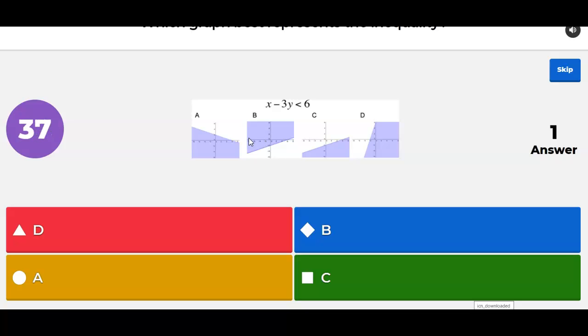So just as a hint, letter B is a solid line. And look at your inequality. Remember what happens when you divide by a negative. It's going to be letter B, even though that looks solid.